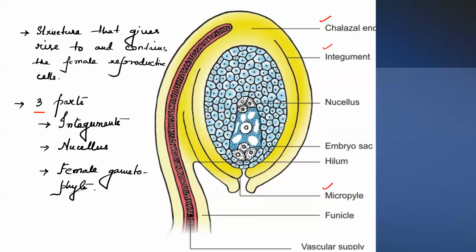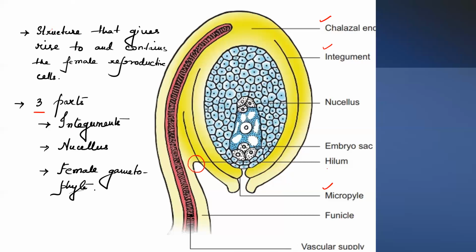Then you see the hilum, the funicle, and the vascular supply. What is this hilum and funicle? The hilum is the region where the body of the ovule fuses with the funicle. So at this junction, the body of the ovule comes in contact and fuses with the funicle. This is the hilum.